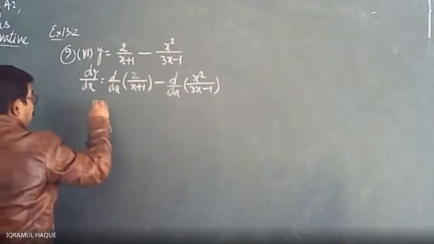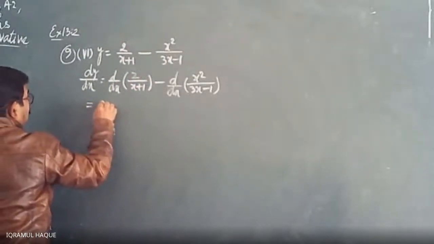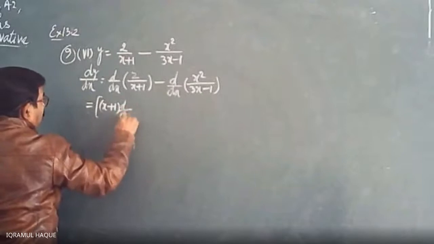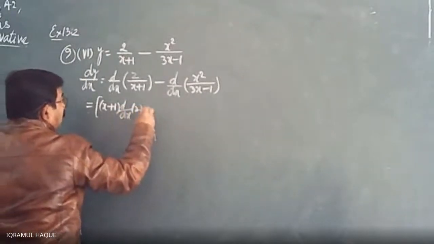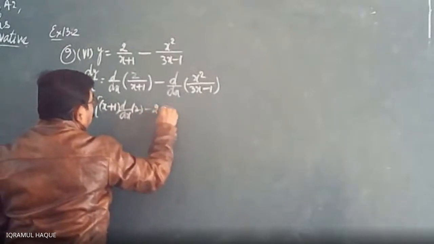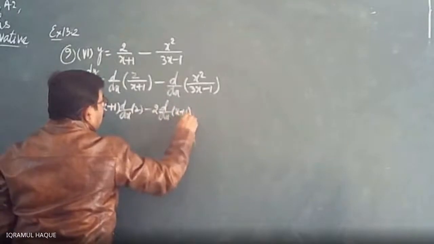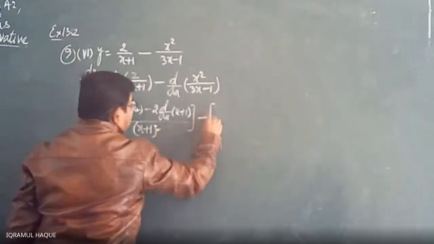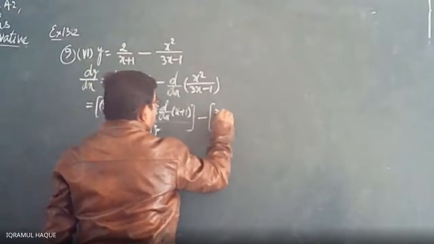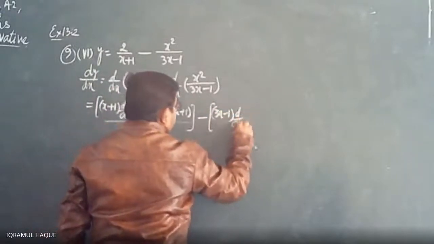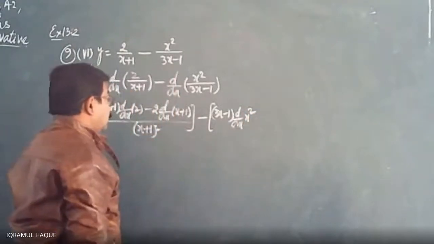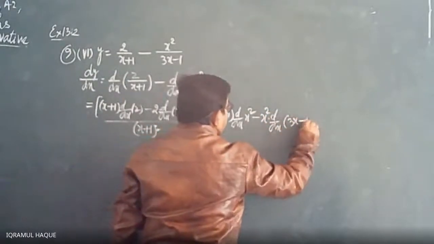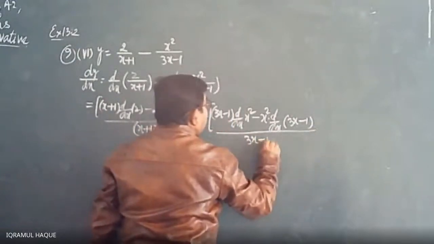So here, see, I am writing for the first one, x plus 1 d of dx of 2 minus 2 into d of dx of x plus 1 upon x plus 1 whole square, minus here 3x minus 1 d of dx of x square minus x square into d of dx of 3x minus 1 upon 3x minus 1 whole square.